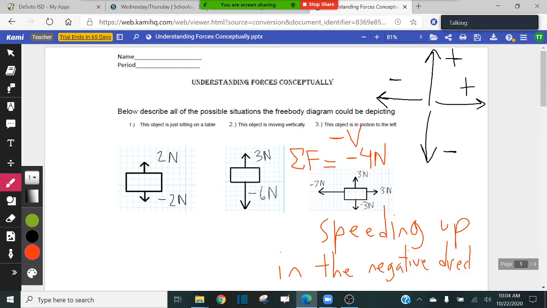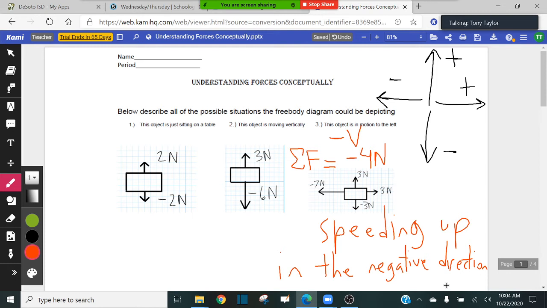How is it speeding? Hold on for a second. Give me just a second. So it's speeding up in the negative direction. Okay, so everything in red, that's what you guys are responsible for writing. That's number three. That's all you have to write for number three.